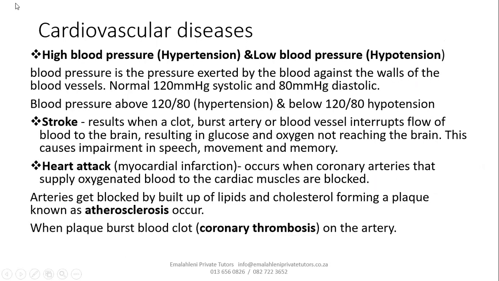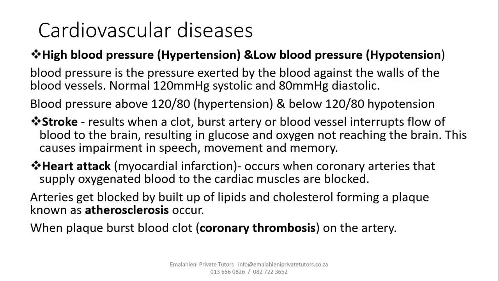Now, let's move on to cardiovascular disease. We have high blood pressure. We were talking about contraction and relaxation. When the heart is contracting, we have the systolic, which reads 120, and the diastolic, which reads 80. So we always have two readings on the blood pressure. But when it's above 120 over 80, it is actually high blood pressure. When it's below, it's actually hypotension, which is low blood pressure.